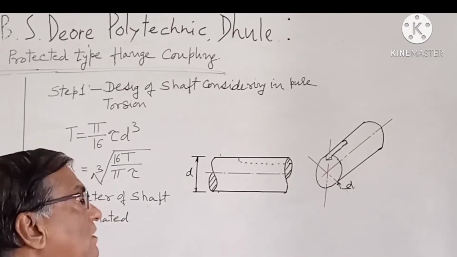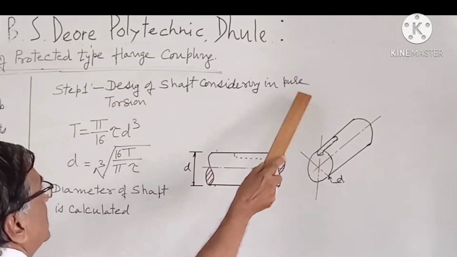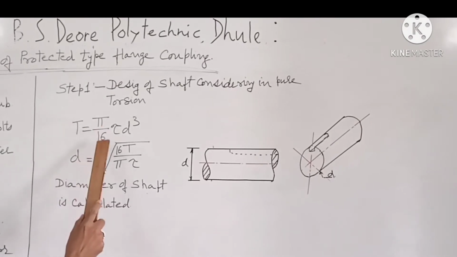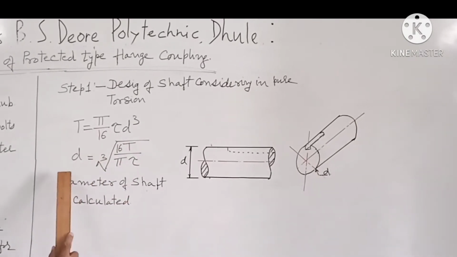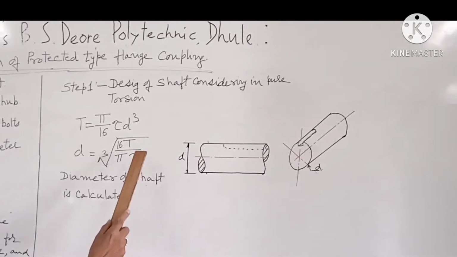Now step 1. Design of shaft considering pure torsion. From the equation T is equal to pi by 16 tau d cube, we will determine the diameter of the shaft, putting the values of torque.